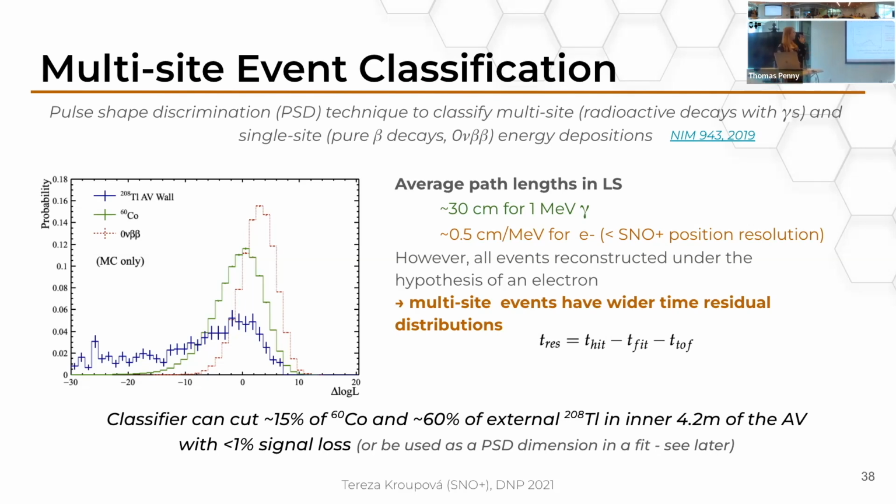This is our Monte Carlo prediction for the tellurium phase and the performance of such a discriminator. Neutrinoless double beta decay is in red, then the worrying cobalt-60 in green, and external background in blue. So you can see that you can probably use this to cut out some of the background, but you can't do event-by-event discrimination. So, good, but you can also use this later, and I will show what that means.